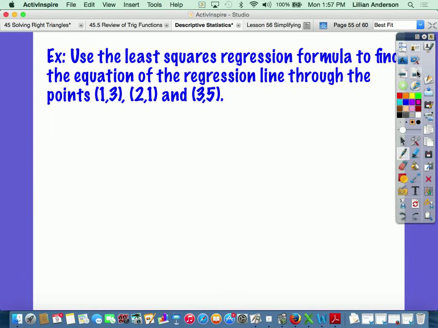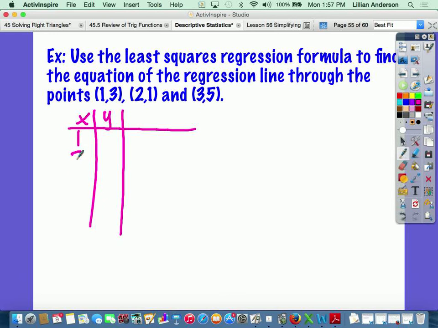We're going to find it by hand, and then we're going to do it using your calculator on the next one. So this one we're going to do by hand. It says use the least squares regression formula to find the equation of the regression line through points (1, 3), (2, 1), and (3, 5). First, let's identify my x's and y's. My x's are 1, 2, and 3. My y's are 3, 1, and 5.